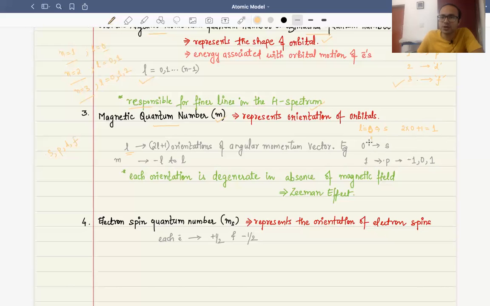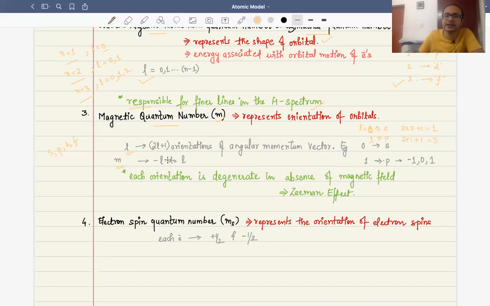Now, if I talk about L value 1, then it represents my p orbital. So if I want to calculate how many orientations are possible for a p orbital, it is nothing but 2 into, now L value is 1, plus 1. So 2 plus 1, it is 3. So there are 3 possible orientations for a p orbital. Similarly, you can calculate for d and f, which I would like to leave to you to find out.